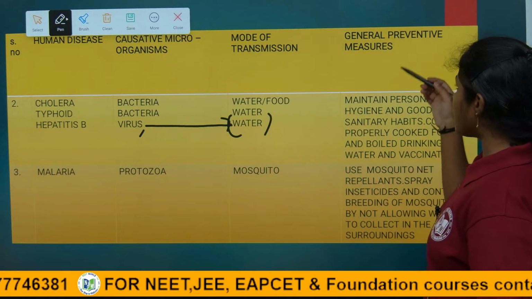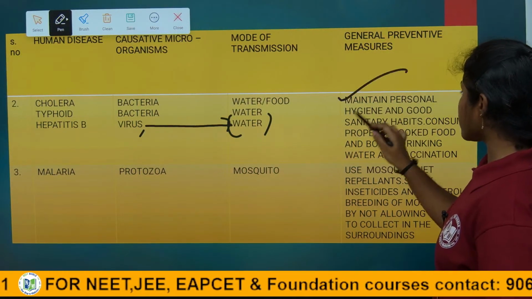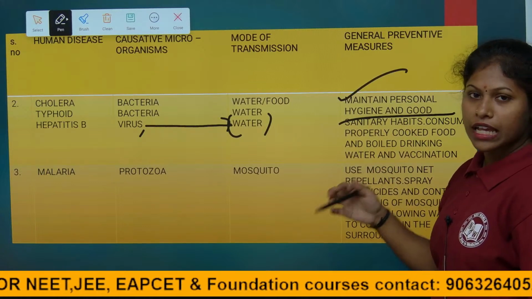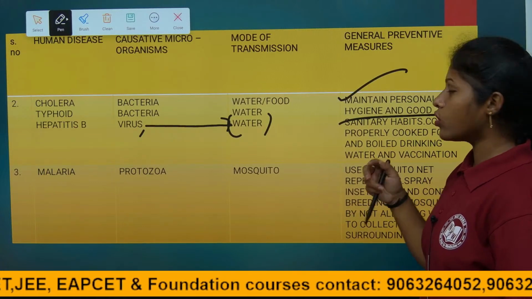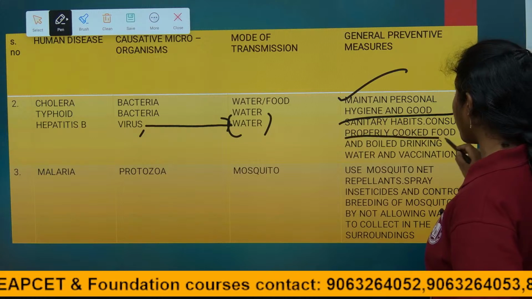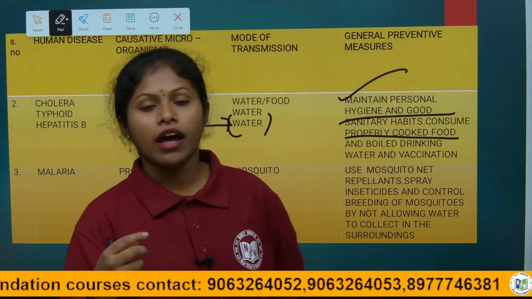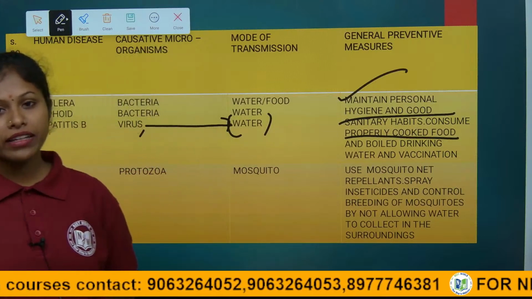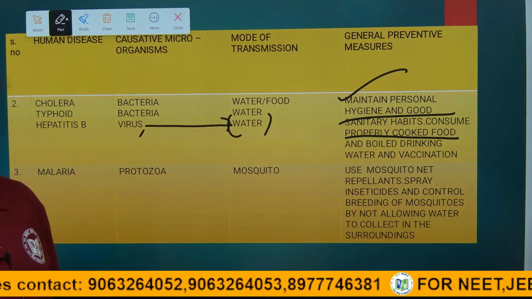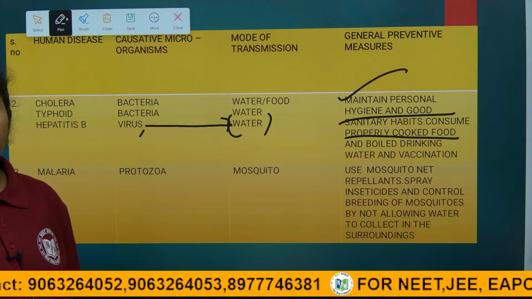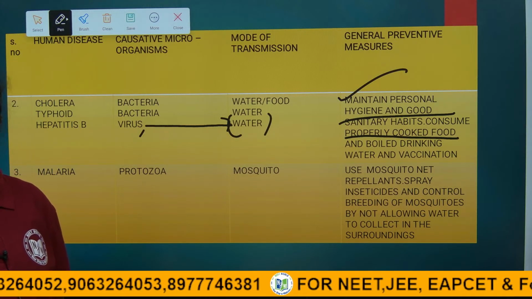Here are some general preventive measures, children. Maintain personal hygiene and good sanitary habits, which help you get rid of those diseases. Consume properly cooked, boiled food, and especially meat, because the disease can be transmitted via meat. So always we have to use cooked food.